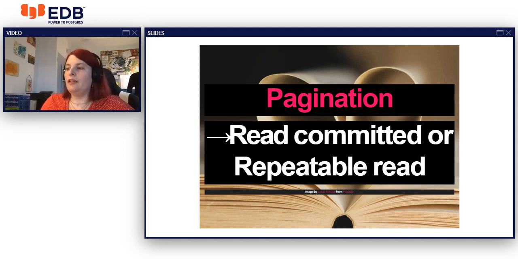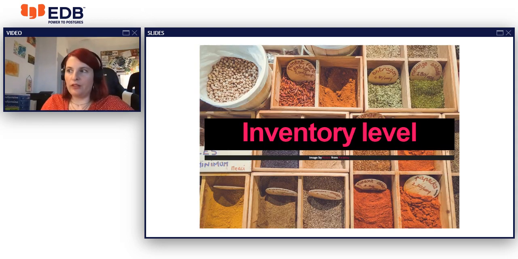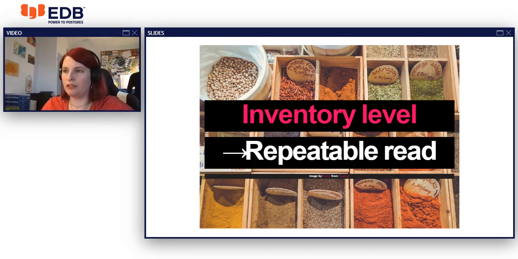How about inventory levels? For an inventory level, is it okay to have dirty reads? Probably not. Lost updates? Probably not. Non-repeatable reads? Probably not. Phantom reads? Maybe not. And serialization anomaly? Yes, you should probably be okay with serialization anomaly. So in that particular case, you would like to have repeatable read.